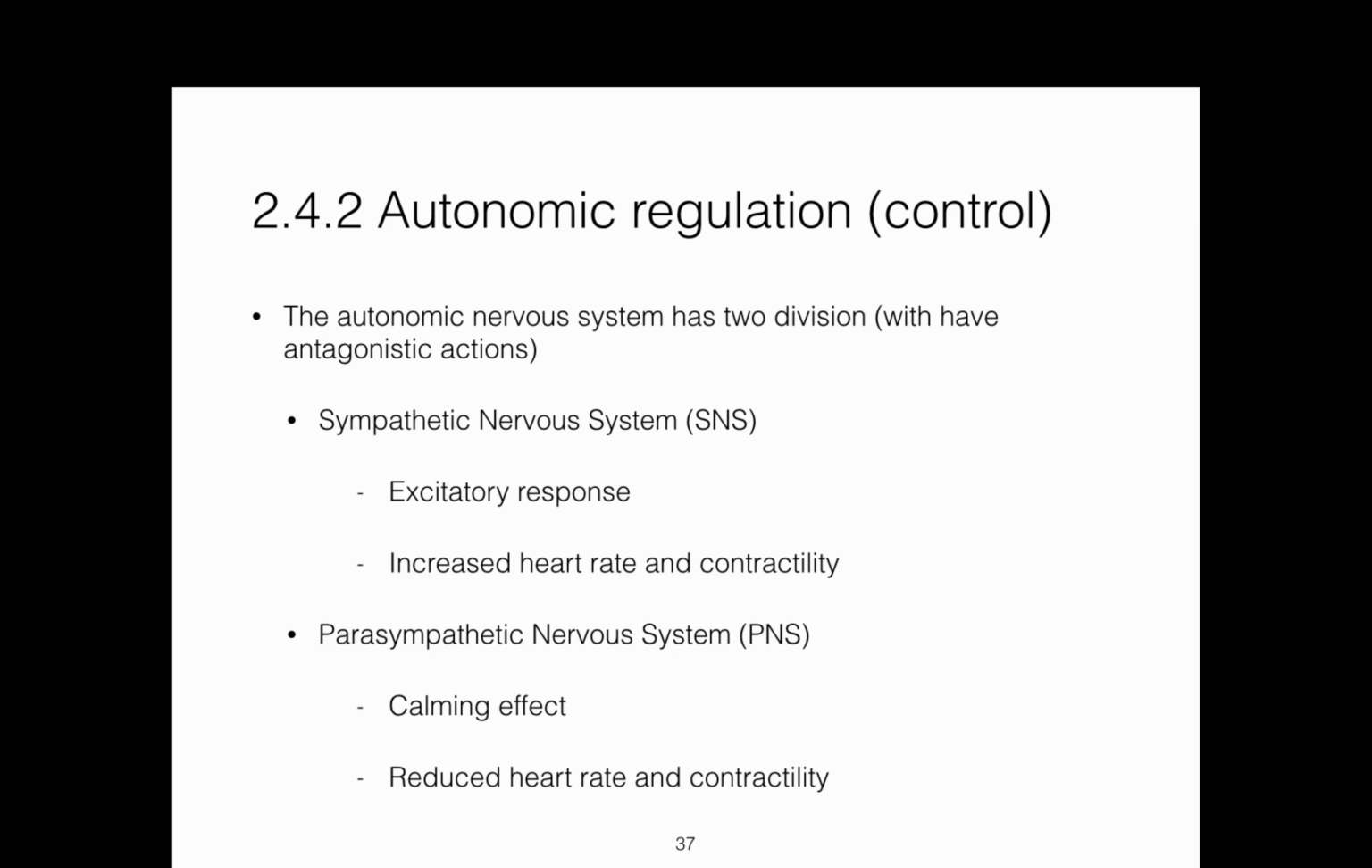Regulation via the sympathetic nervous system results in excitatory responses. Sympathetic regulation causes increases in heart rate and contractility. In opposition, regulation via the parasympathetic nervous system results in a calming effect. So, parasympathetic regulation causes a reduction in heart rate and contractility.